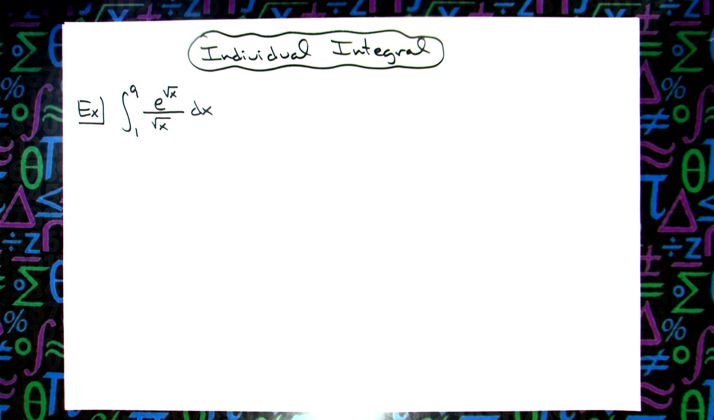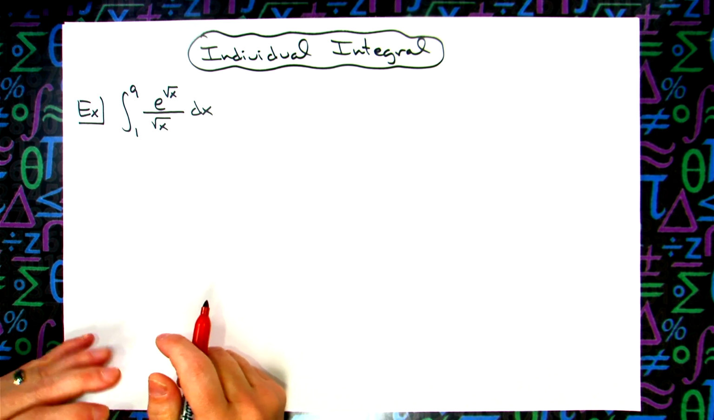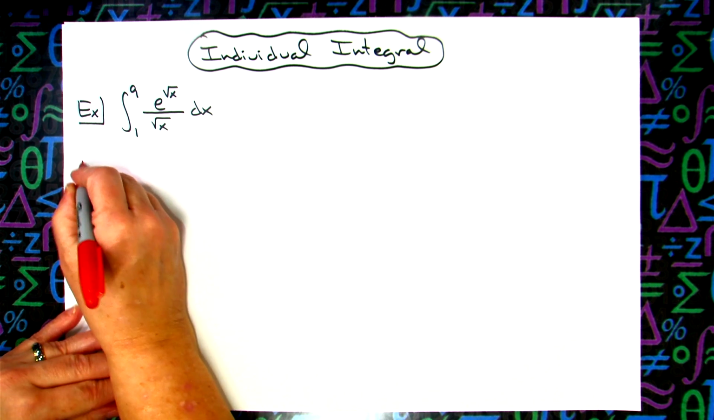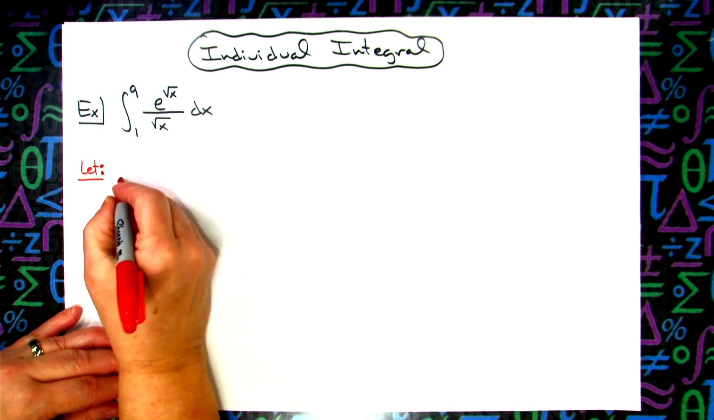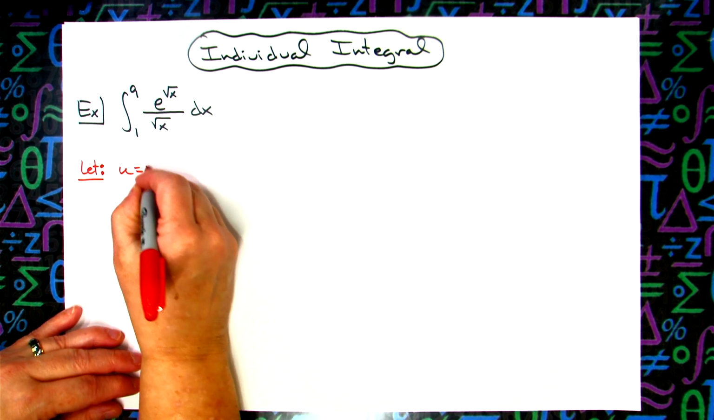In this video, we're going to take a look at an individual integral here. It's going to be a basic u-substitution integral. So we're going to start by letting our u be that square root of x. So u equals square root of x.